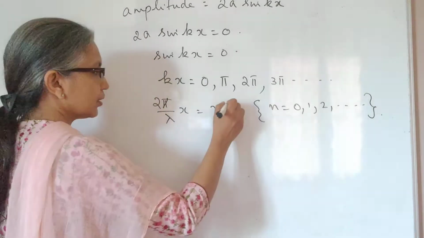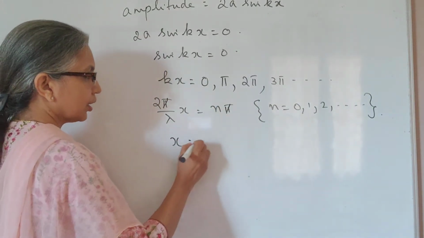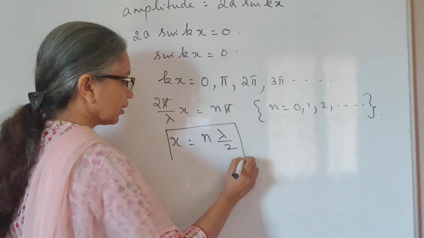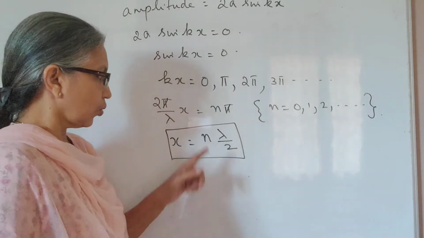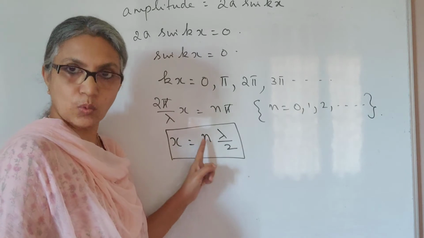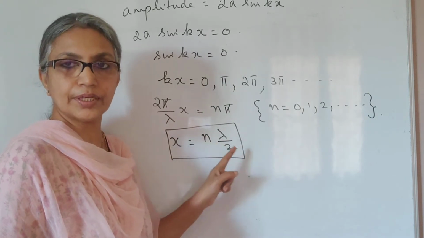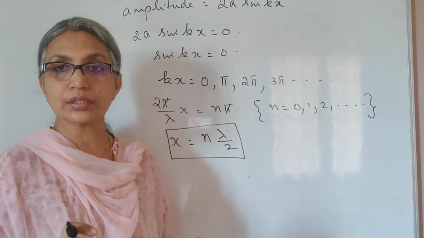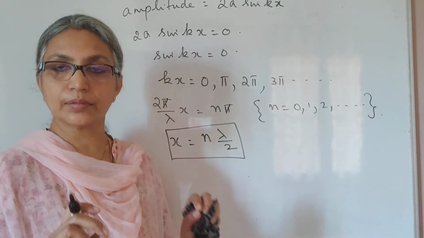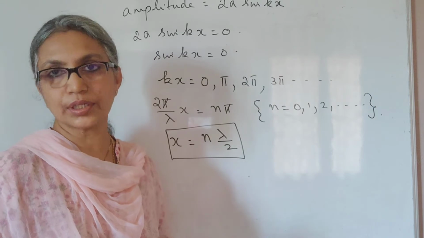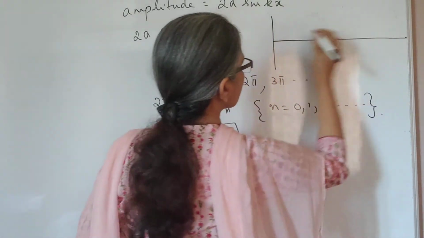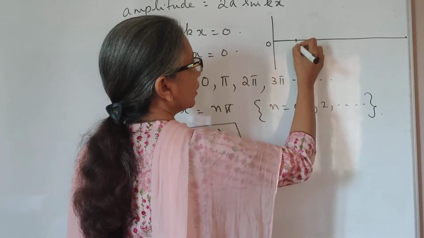So if I cancel this, I may write x is equal to n lambda by 2, showing that from the origin 0 lambda by 2, 1 lambda by 2, 2 lambda by 2, 3 lambda by 2 are all positions of nodes where the particles do not oscillate, simply remain stationary in their positions.